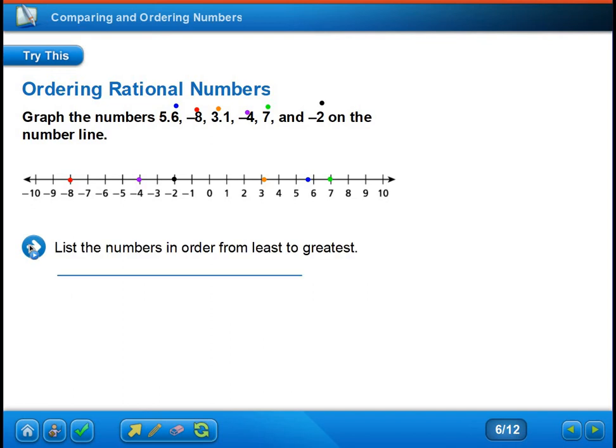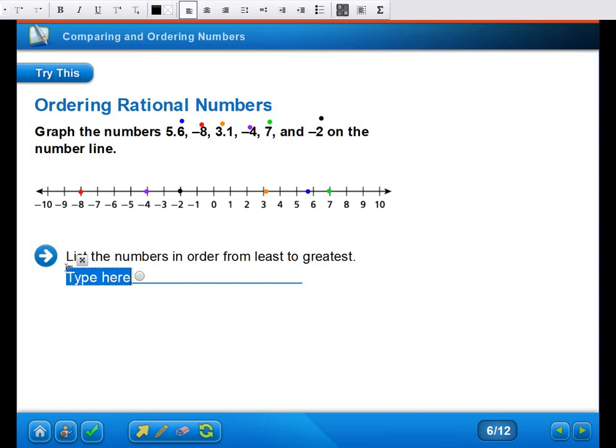So now what we're going to do is list the numbers in order from least to greatest. The idea is still the same. You're still working your way from left to right. So negative 8 is still going to be our smallest. The next smallest is the negative 4, because that's the one that comes next when we go towards the right. As we go to the right on the number line, the numbers get larger in value. And then we have negative 2. I know it's weird that negative 2 is bigger than negative 4, but you have to think, somebody that owes $4 has more money than somebody who owes $2.